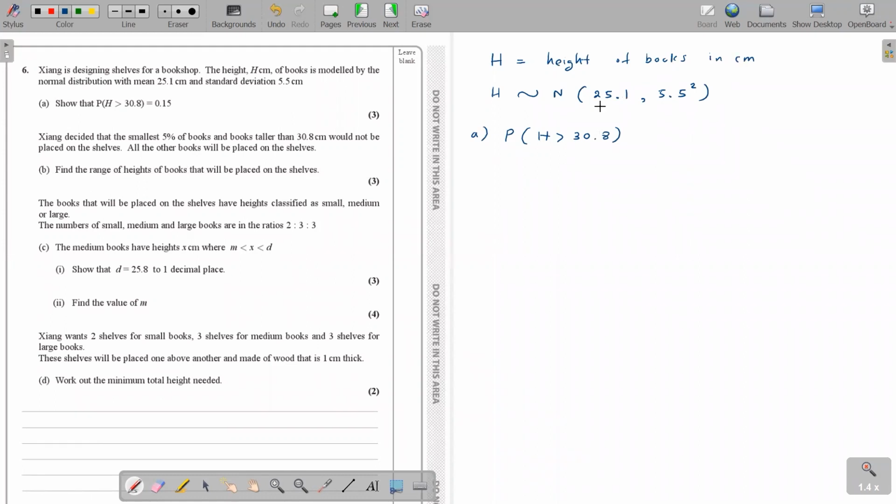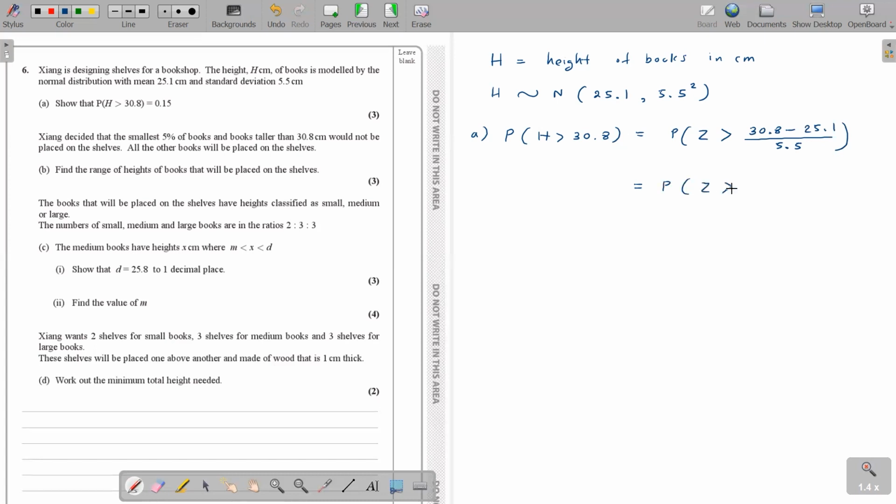Show that. First things first, convert what? When you have a normal distribution, first thing is we convert the normal distribution to standard normal distribution. So how do we convert to standard normal? H becomes z greater than, from 30.8 we subtract the mean and divide by the sigma. Sigma is 5.5.